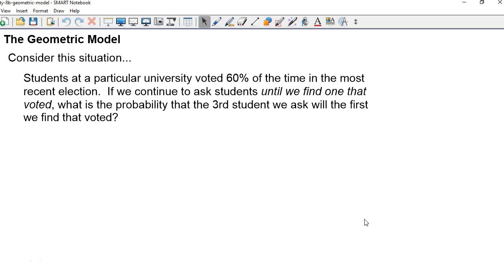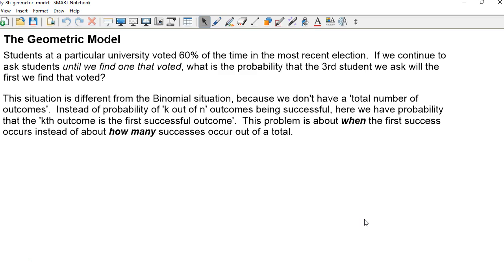So again, we'll consider a situation where we have students at a particular university that voted 60% of the time in the most recent election, but we're going to ask the question differently this time. If we continue to ask students until we find the first one that voted, then what is the probability that it's the third student we ask that will be the first one we find that voted? In other words, we're going to continue to do trials until we have the first successful trial, and we're computing the probability that that first success will occur on the third trial, on the third student we ask.